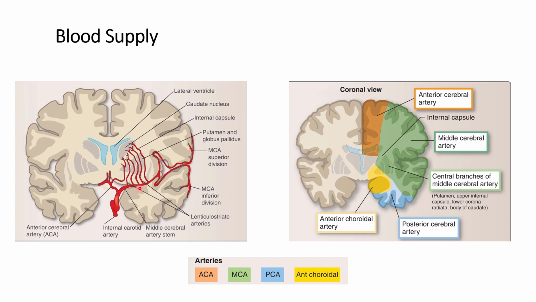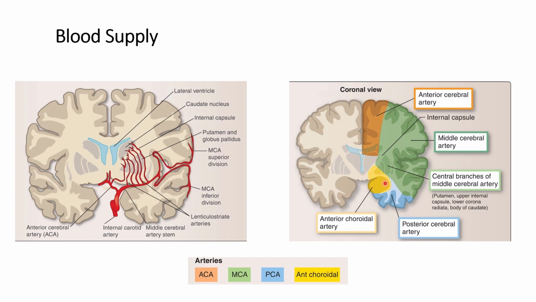The middle cerebral gives branches as the lenticulostriate arteries, and these lenticulostriate arteries you can see are supplying these areas: the caudate nucleus, globus pallidus, and putamen. Then it branches again as the inferior and superior divisions, supplying the lateral part of the brain.